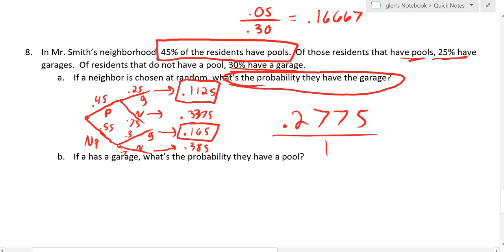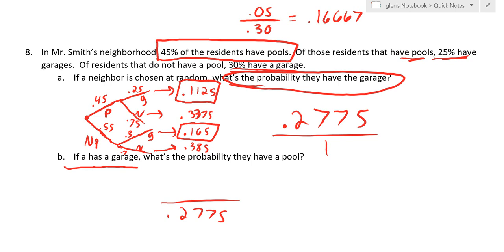Okay? But the other one says, hey, let's just say if a neighbor has a garage, now I'm only looking at the percentage of people that have garages, which means my denominator is 0.2775. Okay? Because we're limiting the group we're looking at.